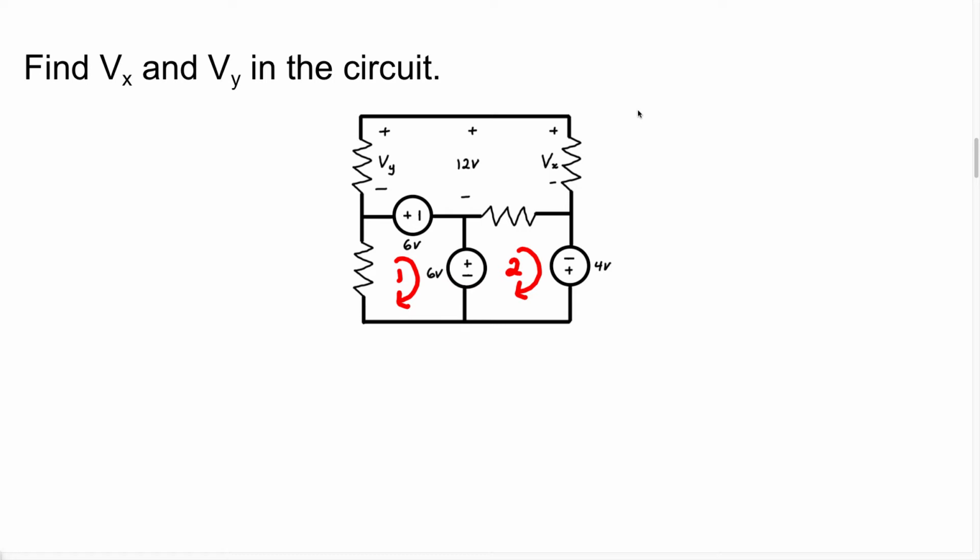Now we know we're going to have a loop right here. Because of that wire, I'm going to label this loop 3. And we're also going to have another loop right here. I'm going to label that loop 4.